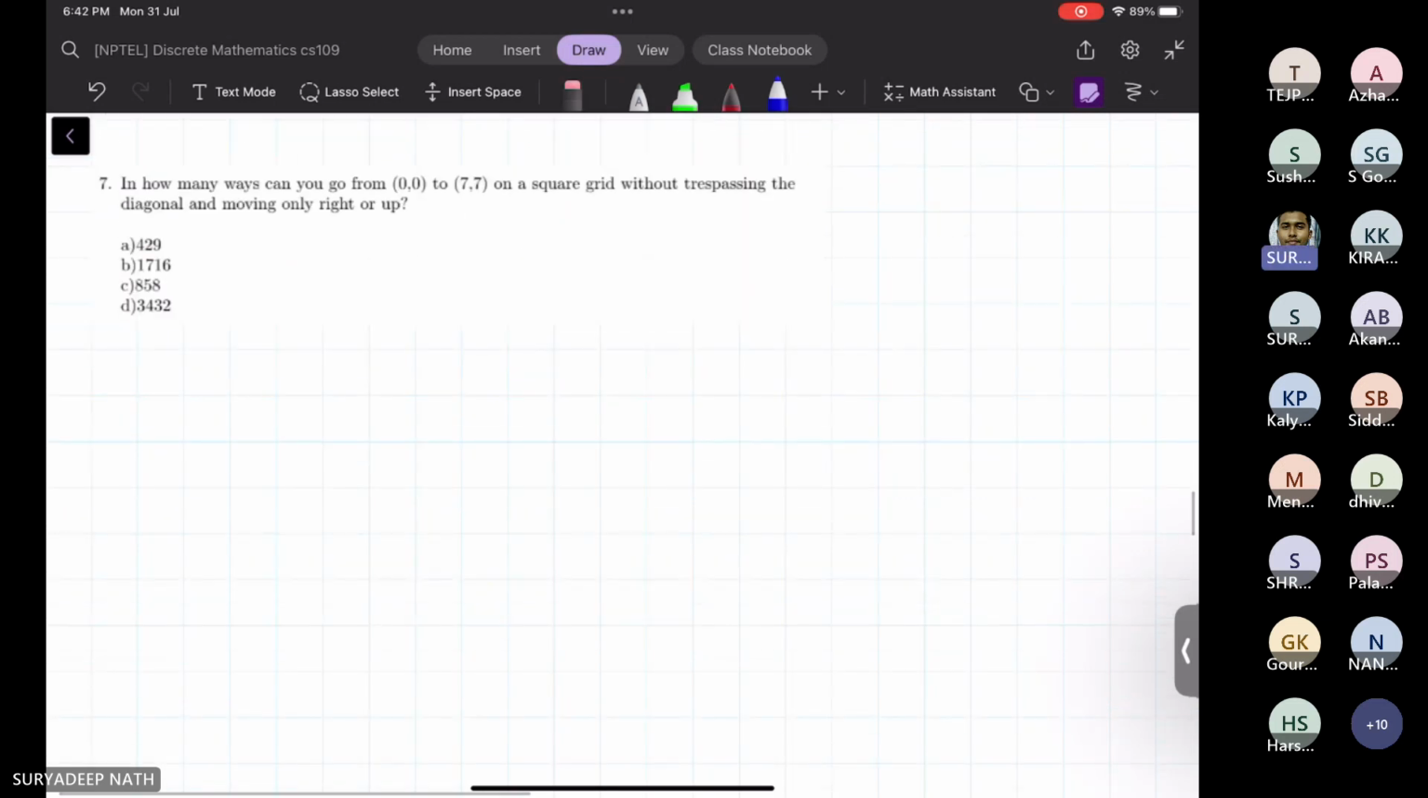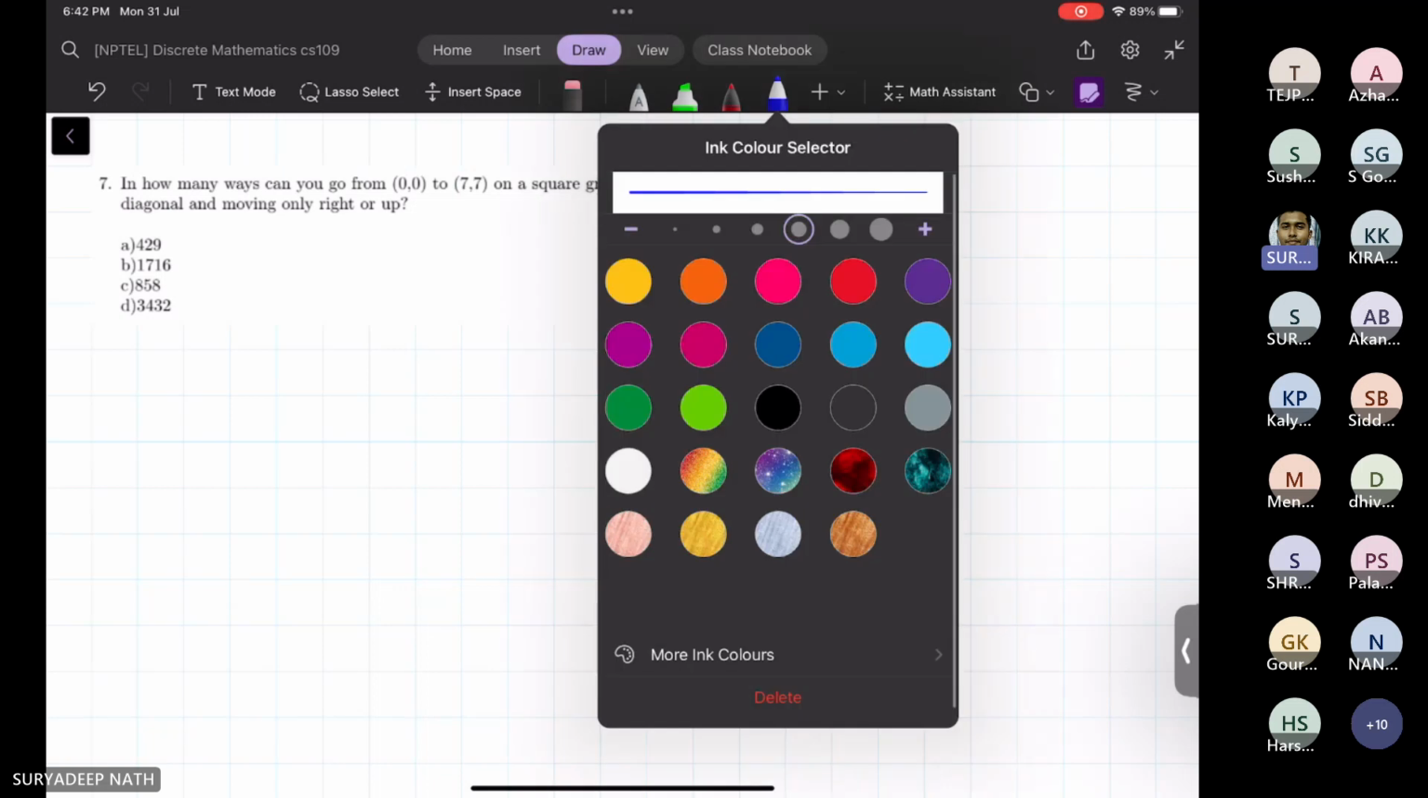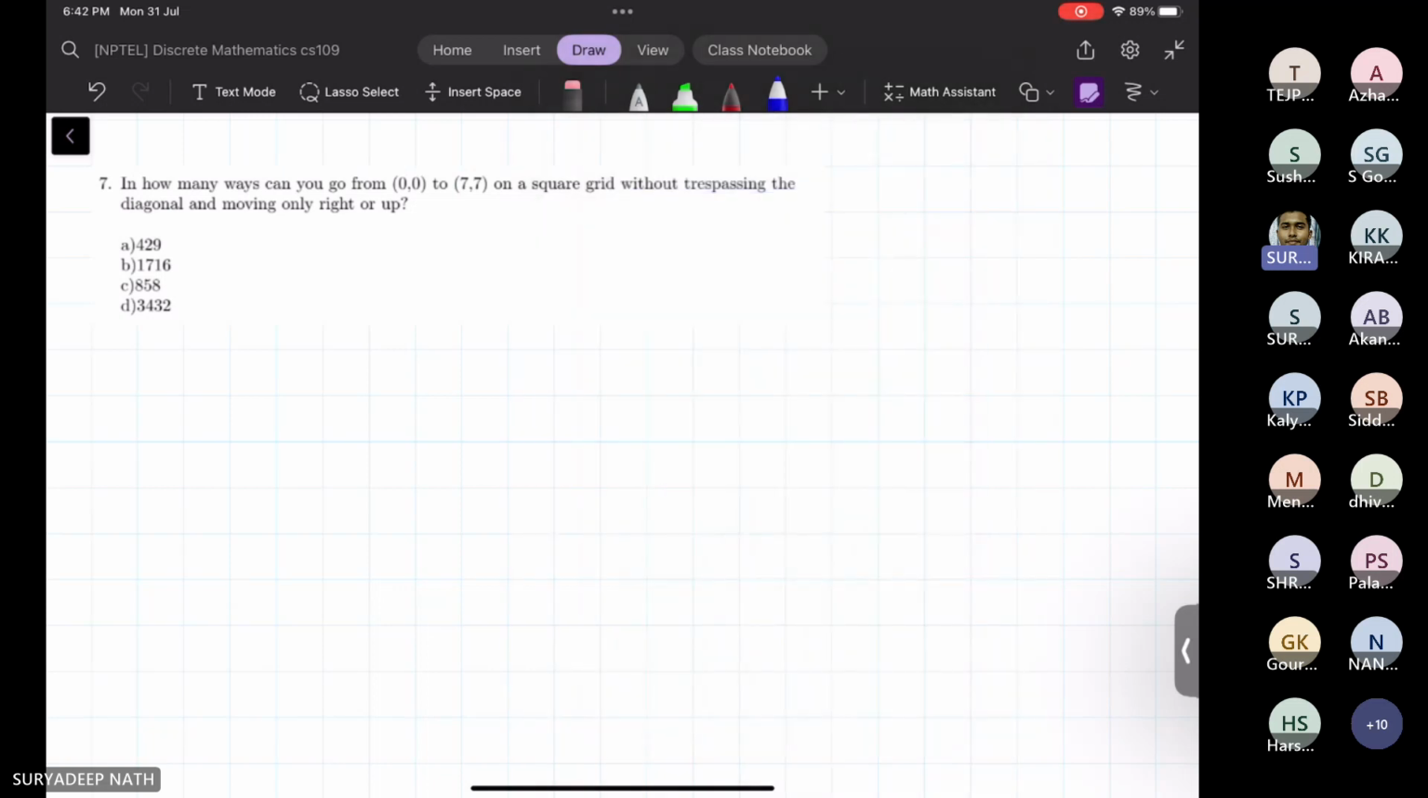Okay, coming to question number 7. In question number 7, we have: in how many ways can you go from 0 0 to 7 7 on a square grid without trespassing the diagonal and moving only up or right? Before solving it for 7 7, let us do it for a smaller case. Let's say we want to go from 0 0 to 3 3.